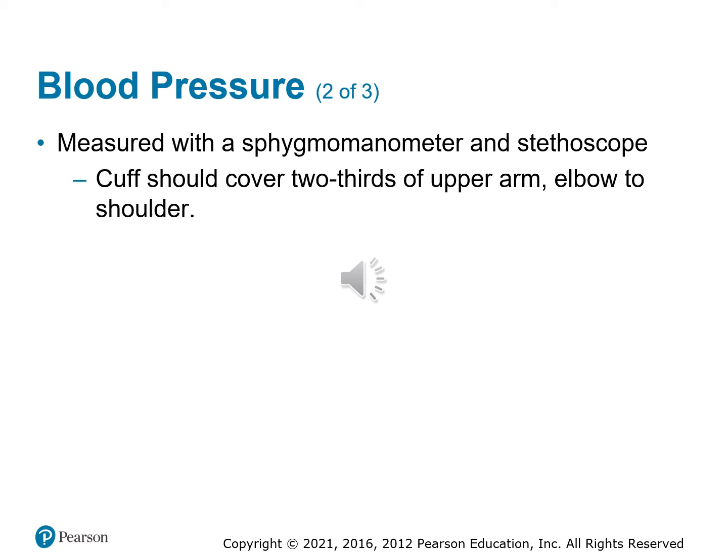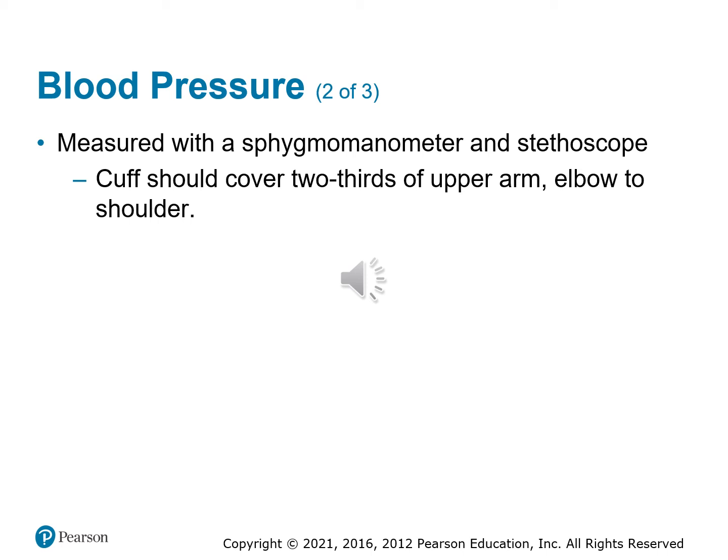Term of the day here: blood pressure is measured with a sphygmomanometer and a stethoscope. If you don't want to get used to using the word sphygmomanometer, we call it a blood pressure cuff. It's that Velcro cuff that wraps around your upper arm. It's going to cover the upper two-thirds of the arm, basically about an inch above the elbow, and we'll go through a few slides here explaining how to measure.